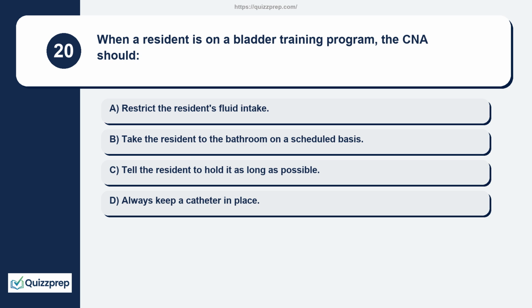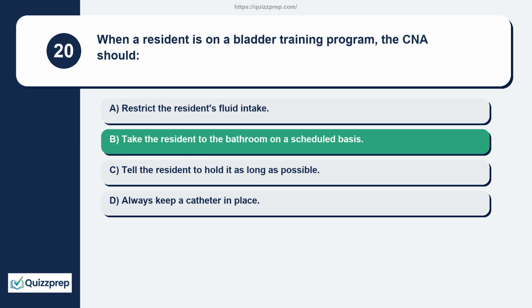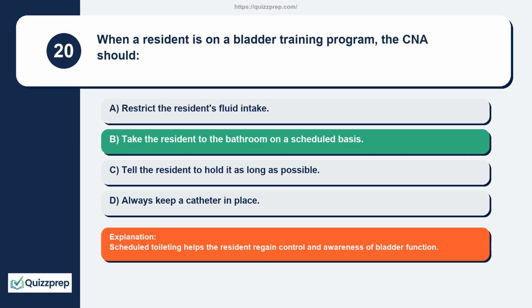Question 20. When a resident is on a bladder training program, the CNA should restrict the resident's fluid intake, take the resident to the bathroom on a scheduled basis, tell the resident to hold it as long as possible, always keep a catheter in place. Scheduled toileting helps the resident regain control and awareness of bladder function.